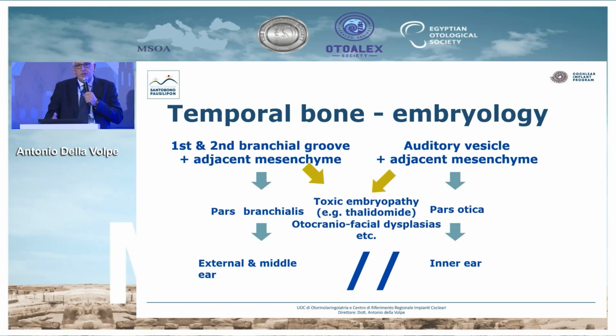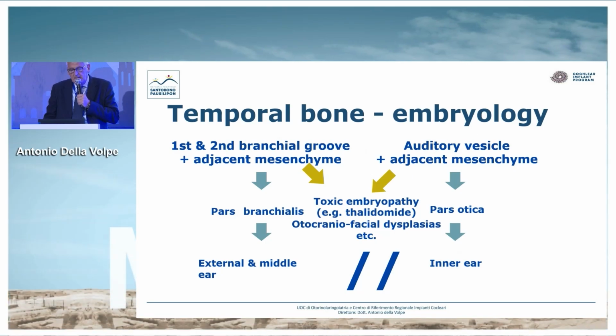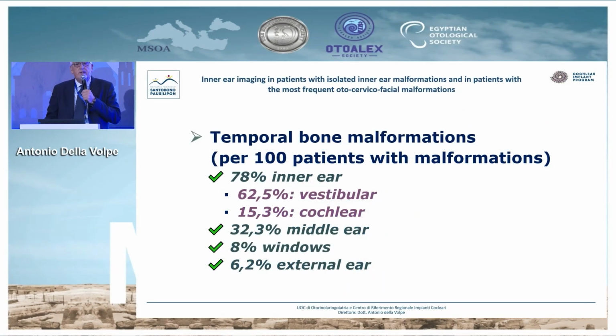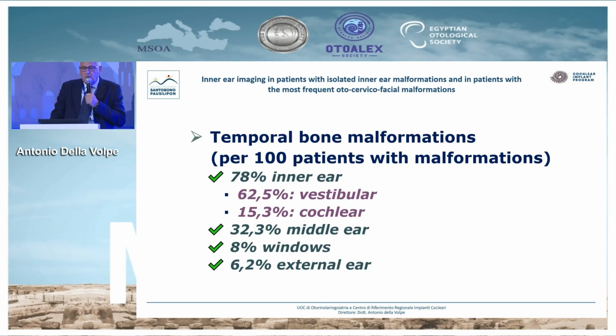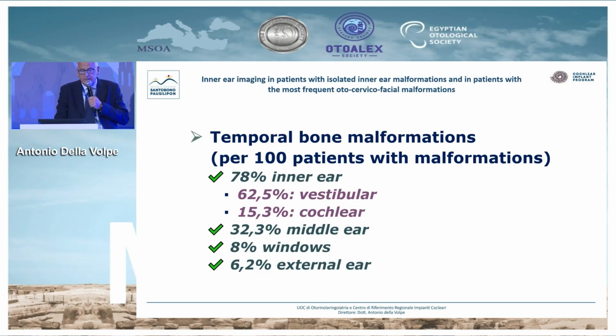We know that cochlear malformation is more frequent in unilateral, single-side deafness than in bilateral deafness, but the incidence of malformation of the inner ear in bilateral deafness is about 20%. In the classification that all of us use, the classification by Sennaroglu, mostly 78% of the malformations are malformations of the inner ear, the vestibular part and the cochlear part, in a deaf child.